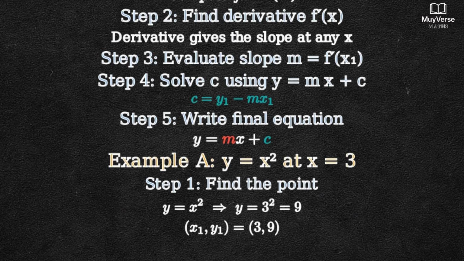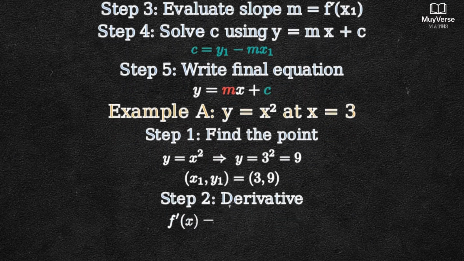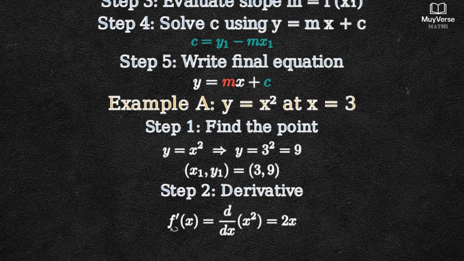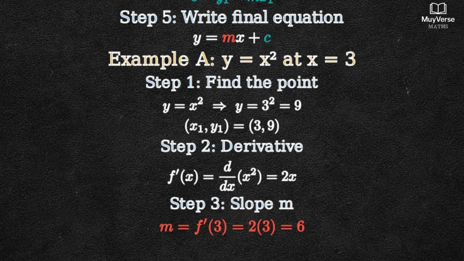Step 2. Derivative. The derivative of x squared is 2x. Step 3. Slope. Evaluate at x equals 3. M equals 2 times 3 equals 6.